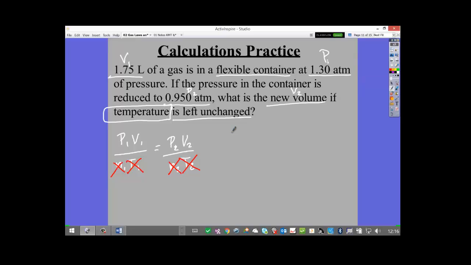Okay? So what's my P1? 1.3 ATM. What's my V1? 1.75. That's equal to P2, which is 0.950, and X, or V2.